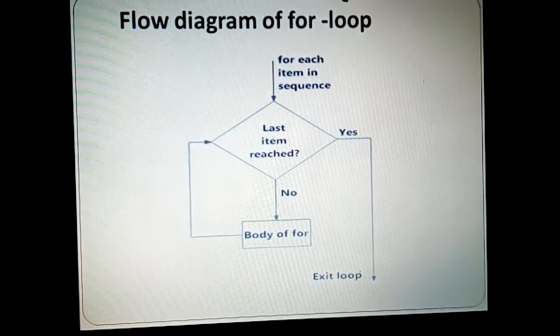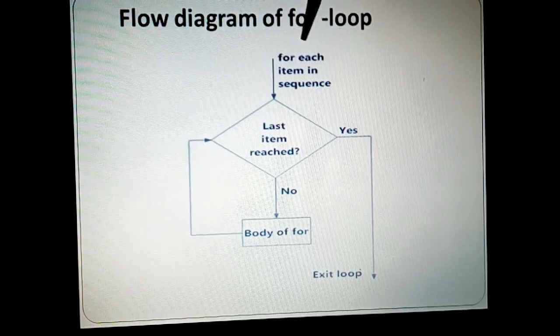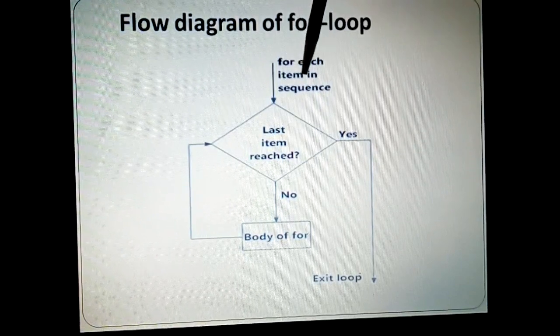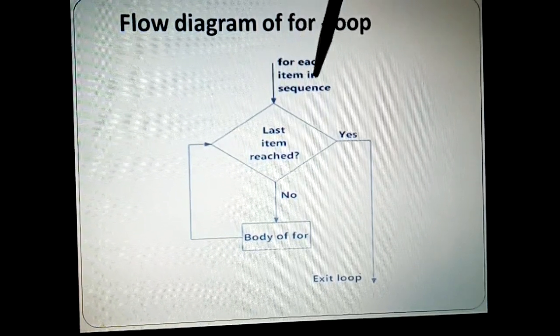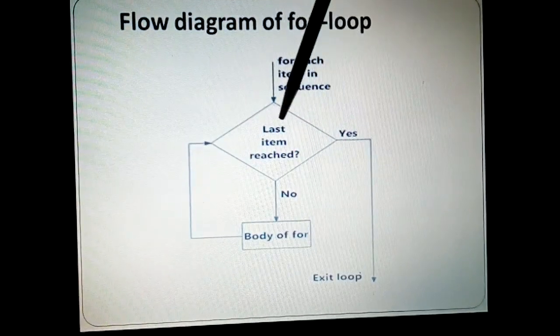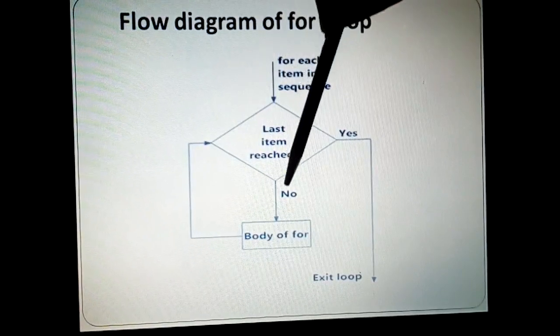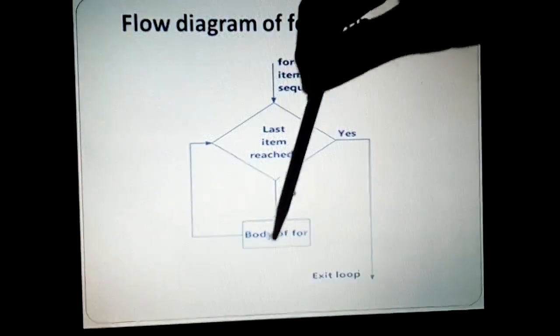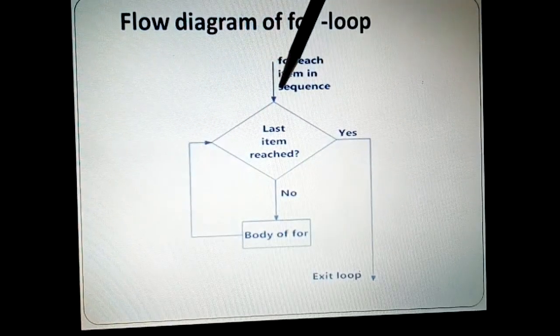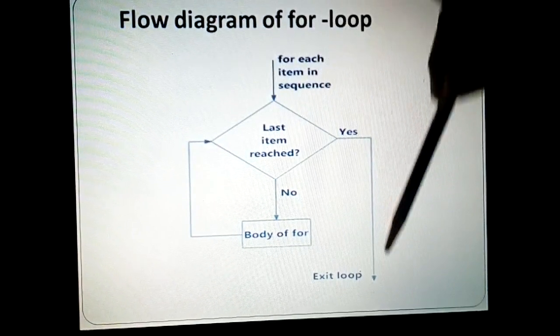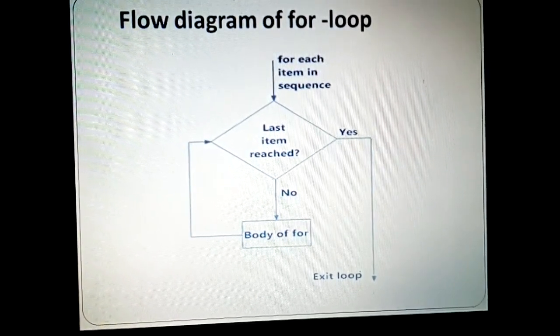If you look at the diagram, it is not very different, but in this case, for a for loop, we would call it for each item in sequence. You go on picking the item till the last item is reached. The moment you check for the last item, if it is no, go inside the body of the loop, again pick up the next item and go on, and the moment the last item is reached, you say yes, then you come out of the loop. So this is how the for loop diagram looks, and if we take an example, it would be more crystal clear.